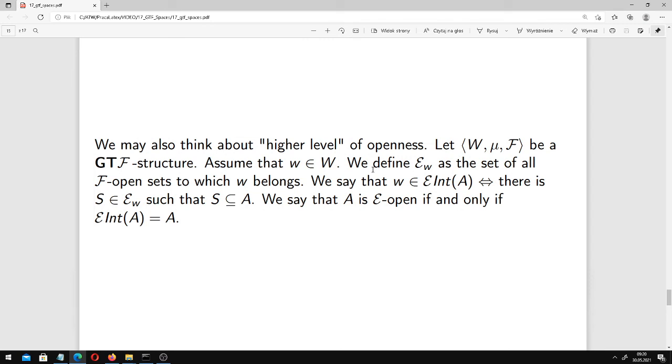And we may also think about a higher level of openness. Assume that we have a GTF structure, and let us define E(w) as the set of all F-open sets, not open, but F-open sets, to which w belongs. We say that w belongs to the E-interior of A if and only if there is S which belongs to E(w), such that S is contained in A, where A is a certain set. And we say that A is E-open if and only if the E-interior of A is equal to A.